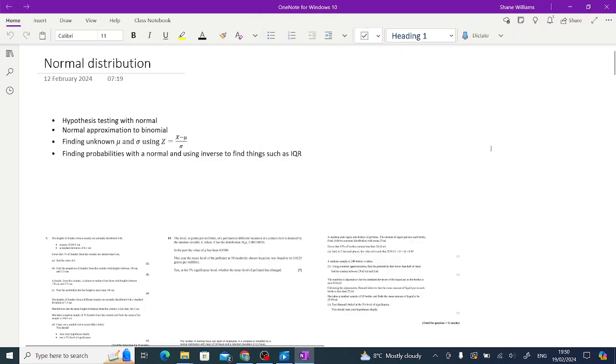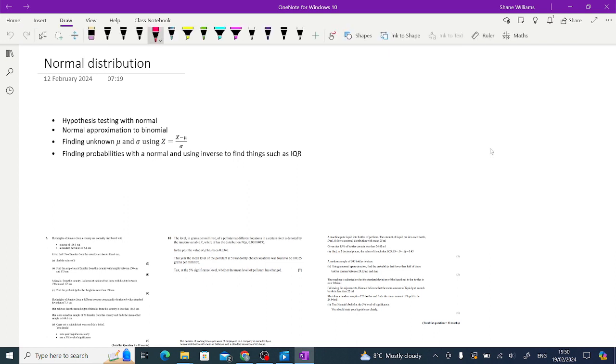So I'm going to do a recap of normal distribution. The key elements on normal distribution are hypothesis testing with the normal distribution, normal approximation to the binomial, finding unknown parameters using the standardization formula, and then just general things like finding probabilities or using the inverse to find areas, things like that. So the top three things, 1, 2, 3, these will basically definitely come up in every A-level stats paper. So these are the things, and they're worth quite a few marks, so you should be really clear with them.